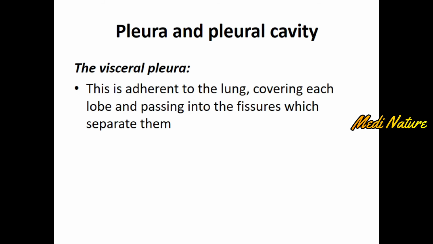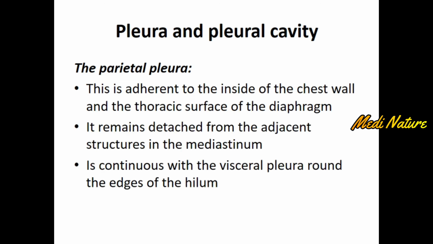The visceral pleura is adherent to the lung surface, covering each lobe and passing into the fissures which separate these lobes. The parietal pleura, the outer layer, is adherent to the inside of the chest wall and the thoracic surface of the diaphragm. It is detached from the adjacent structures in the mediastinum, and it is continuous with the visceral pleura around the edges of hilum.